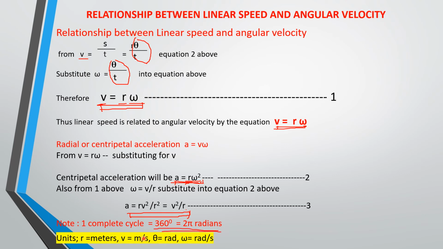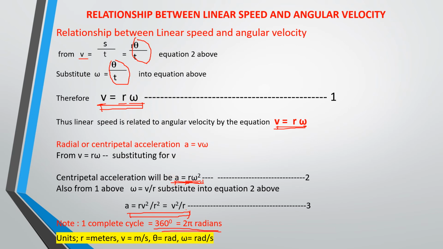All these equations that we have discussed so far are related to circular motion, and they are equations that you need if you have to solve any problem on circular motion. So please take note of them, and put them down in your notes. Remember that radius is measured in meters, velocity is in meters per second, angular displacement is in radians, and angular velocity is in radians per second. These are the units of measurement of these different variables that we just discussed. So please take note of all this.